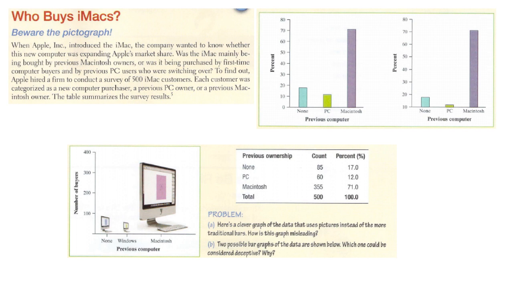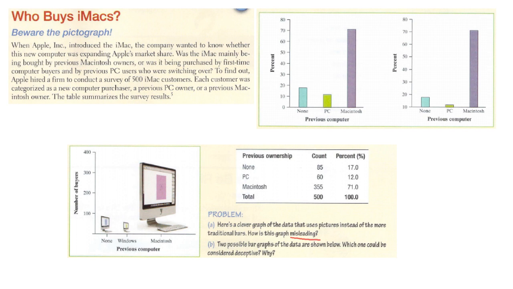Okay, so take a second and let's look at this problem here, and then we'll look at this example. For part A here, it says here's a clever graph of the data that uses pictures instead of the more traditional bars. How is this graph misleading? So it is not recommended that we use a pictograph.